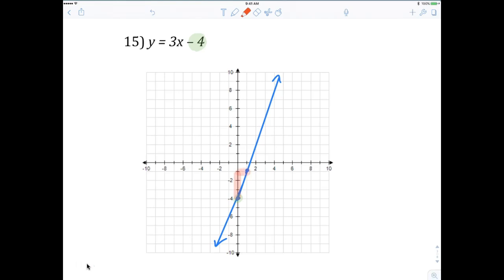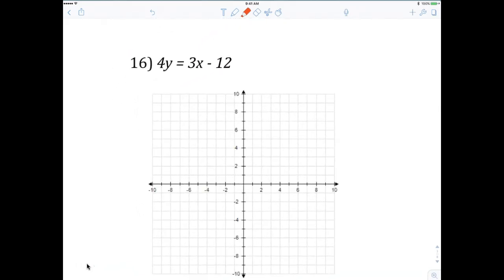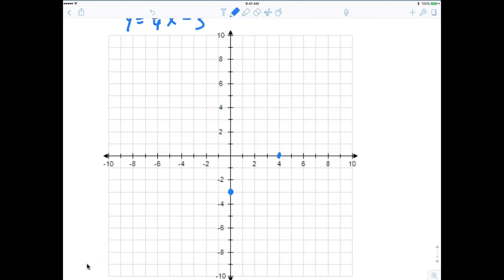All right? Now, 16 is kind of the same thing, except what do I have to do first? Divide 4. Divide by 4. So I want everybody to go to y equals 3/4 x minus 3. Is everybody good with that? Any questions or concerns? So somebody tell me how to graph that real quick. Go down 3 on the y, right? And then go up 3 and to the right 4. Beautiful. And then draw your line.